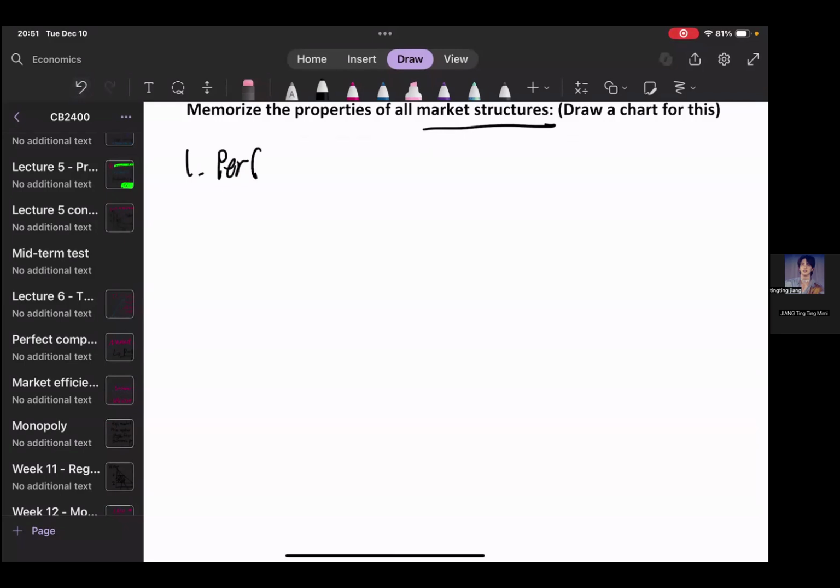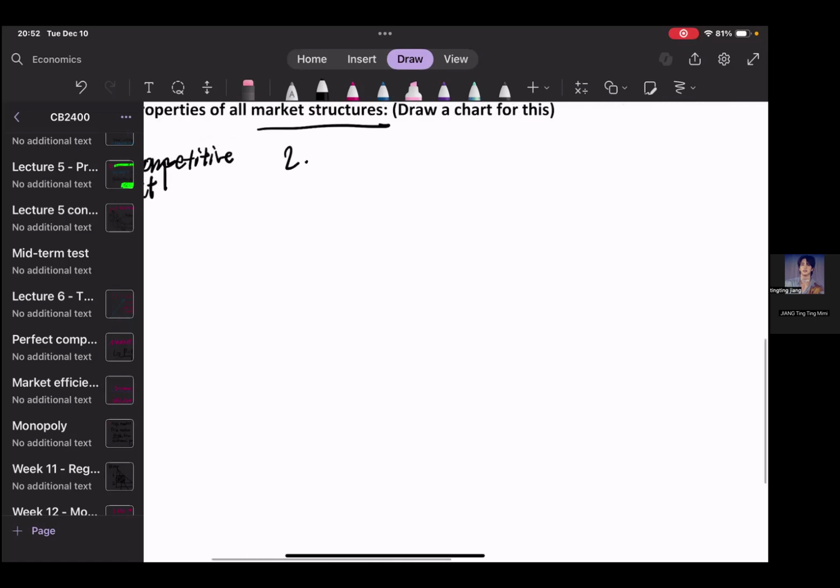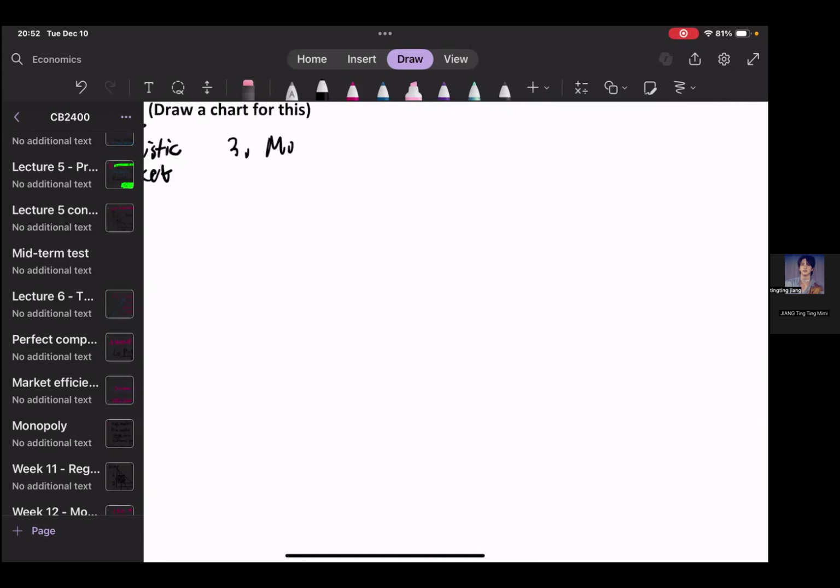First one will be called perfect competitive market. Second one will be sort of similar to the first one, but obviously a slight difference, the monopolistic market. And the third one will be called monopoly. All right. Now that one is a dangerous one. And the final one will be called oligopoly.